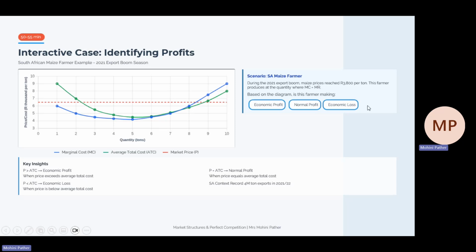So the answer here would be at 3,800 per ton. What was this farmer producing at? At what point was his marginal cost equaling his marginal revenue? What is his marginal revenue in this scenario? His price. So at which point did the marginal revenue and marginal cost meet? Okay, it's around between 8 and 9 tons.